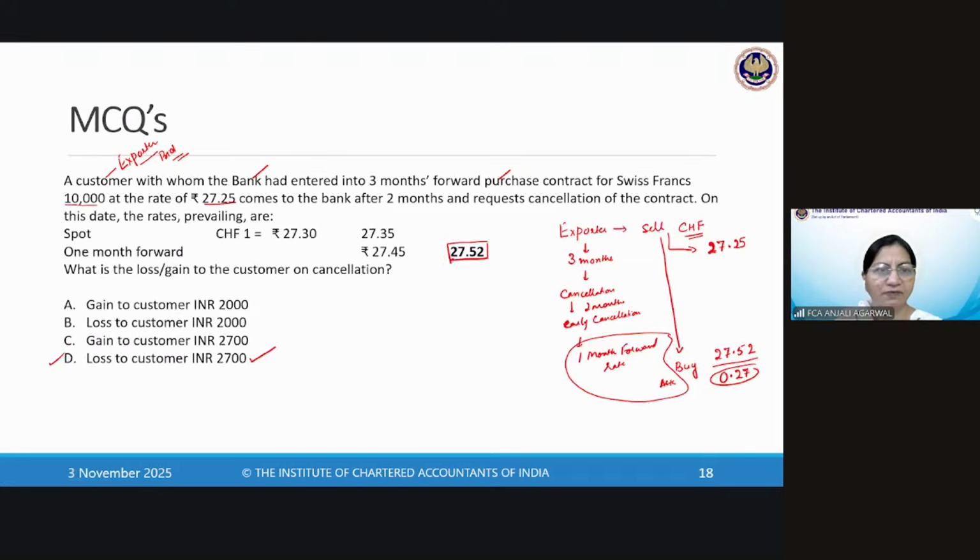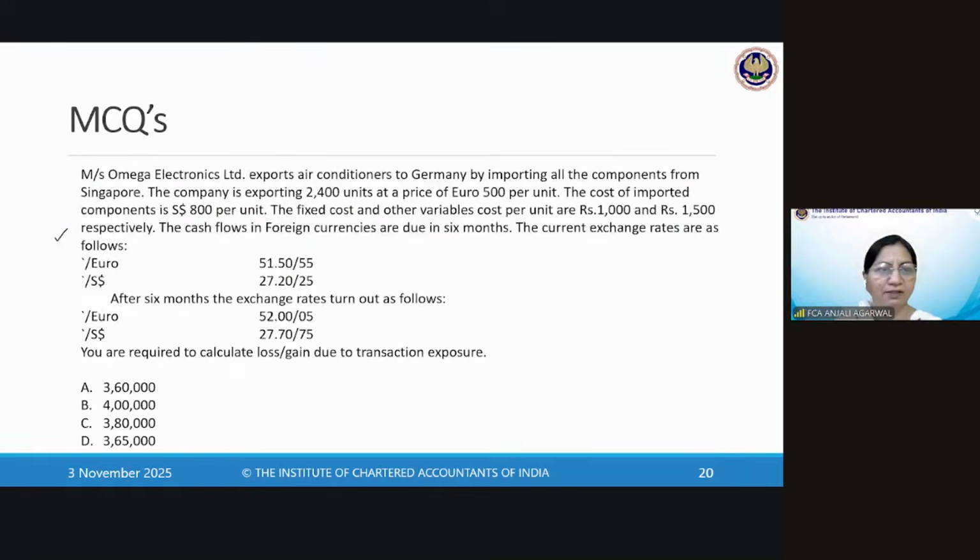This MCQ we have done. Let's look at this one more new MCQ. Here we talk a little about transaction exposure.